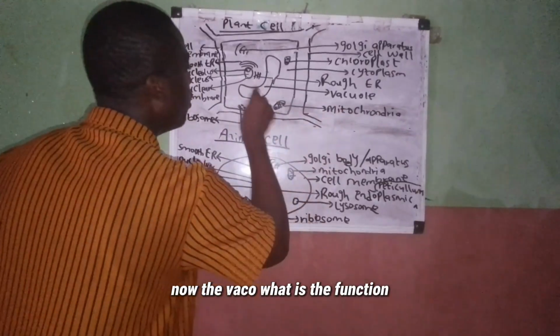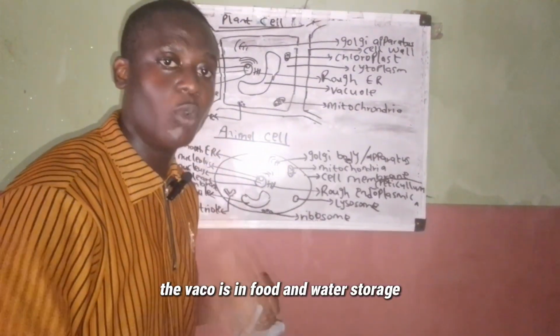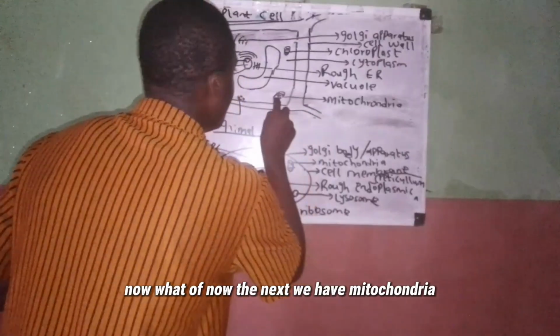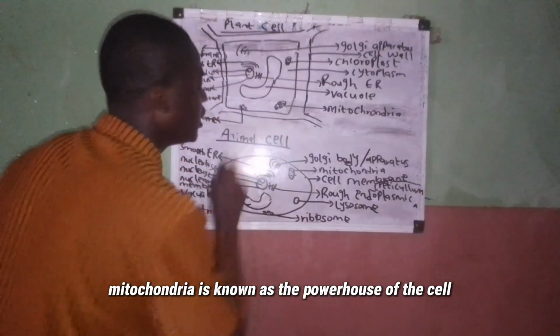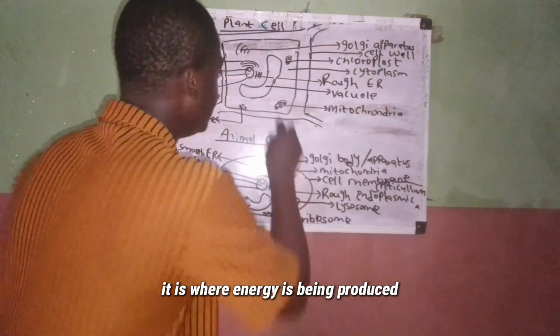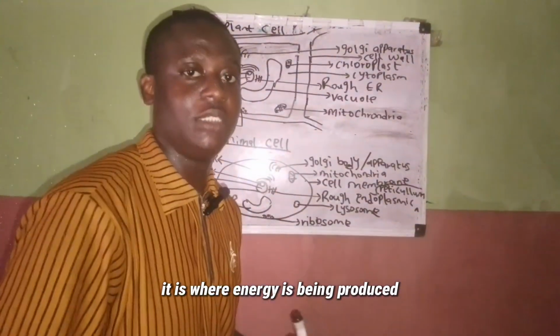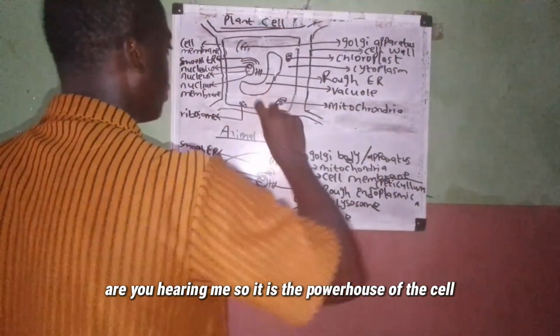Now, the vacuole, what is its function? The vacuole aids in food and water storage. Next, we have mitochondria. Mitochondria is known as the powerhouse of the cell. It is where energy is produced. Are you hearing me? So it is the powerhouse of the cell.